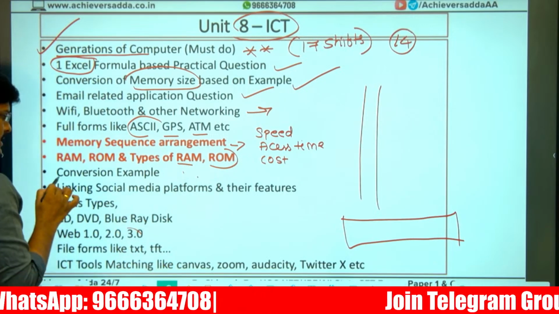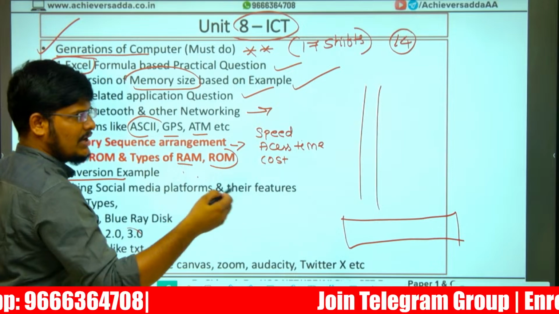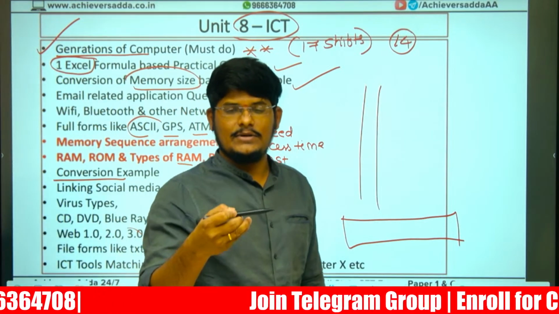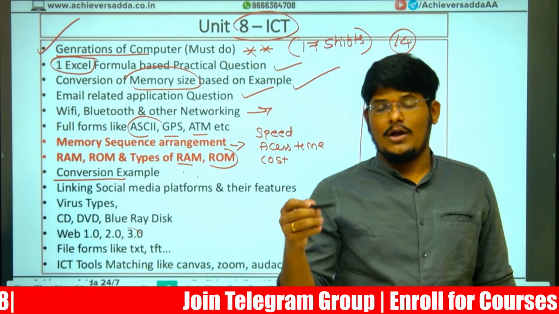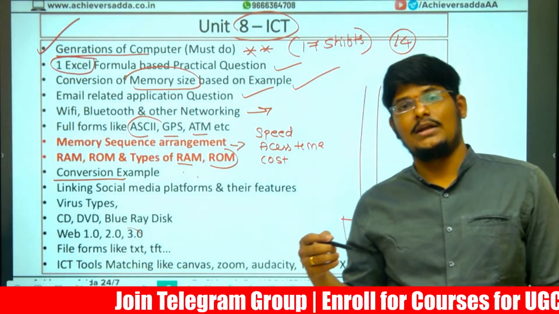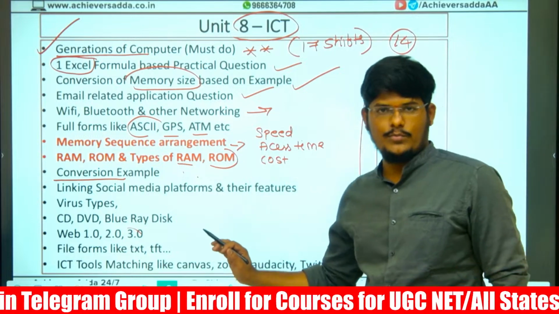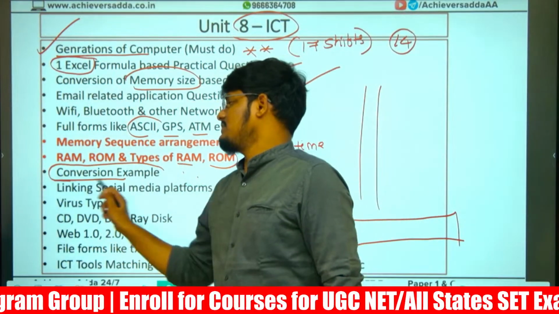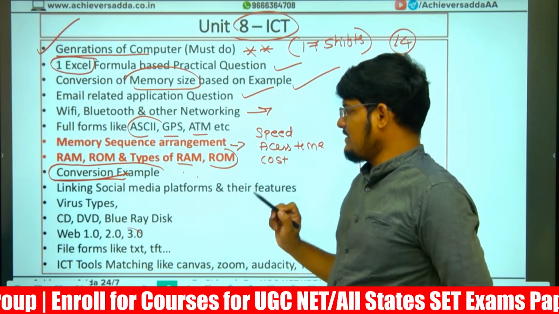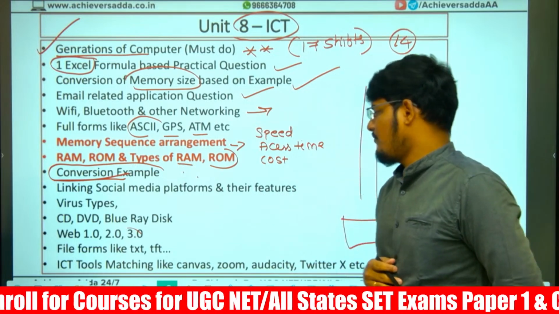All are important. Conversion examples: binary to hexa, hexa to binary, decimal to binary, binary to decimal, octal to binary, binary to octal, octal to hexa, hexa to octal. All the conversions are most important. This is conversion.